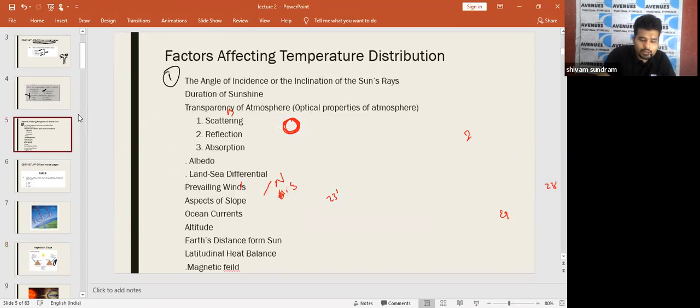So this is also completed, aspect of slope. Now ocean currents. So let's see ocean currents. Okay. Now the thing is, suppose this is India.